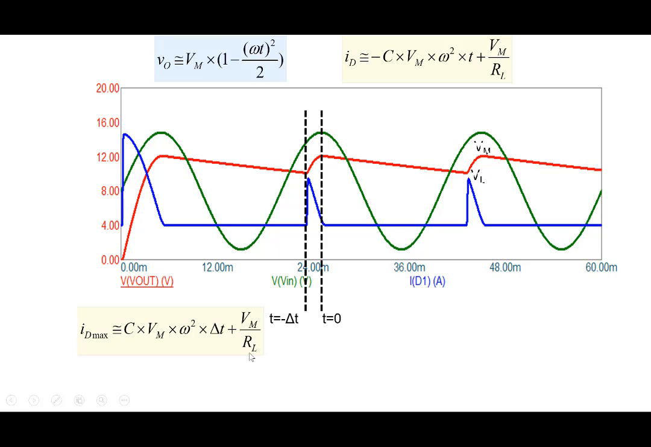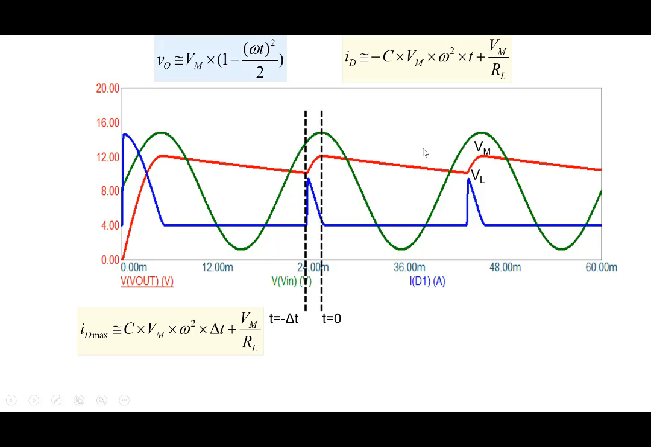Our task is to determine the value of delta t. For how long is the diode turning on? For that, let's focus on the output voltage. Output voltage goes like this. It starts from some VL to some VM, and then from here it will discharge again to VL, and then it will rise again from VL to VM.